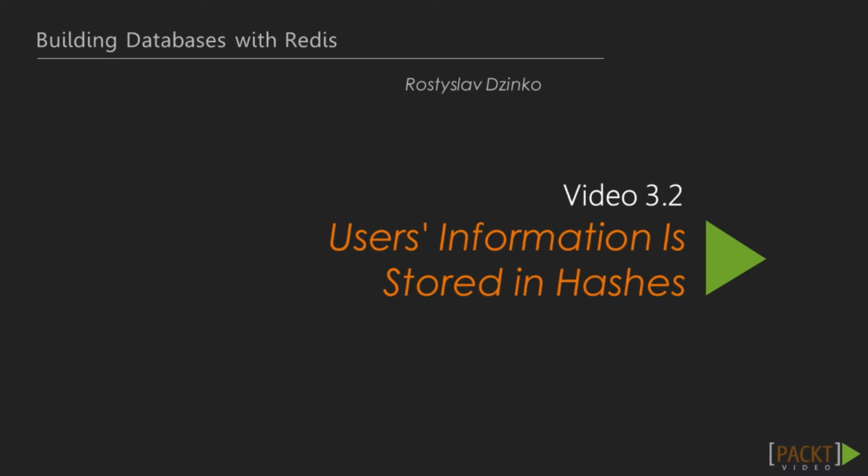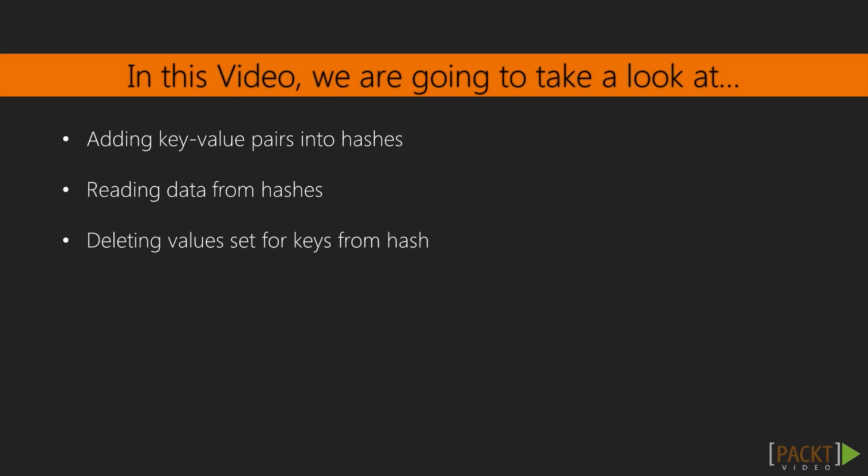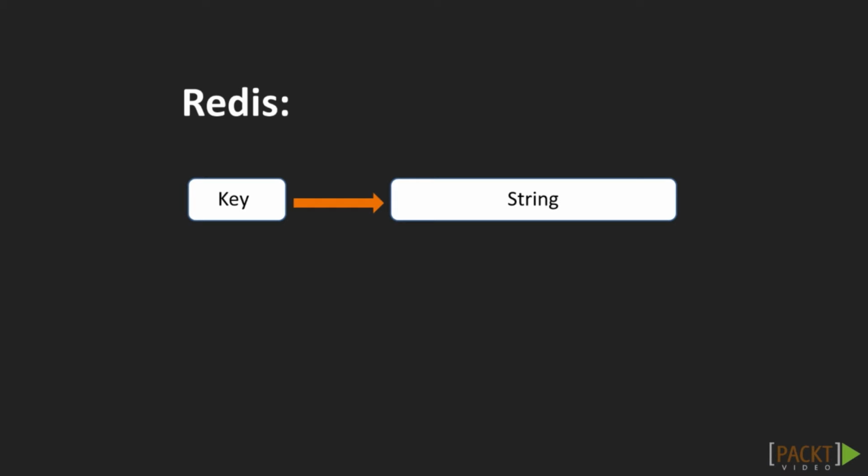In the previous video, we tried designing an authentication system storage for our application using strings, but we have obviously failed to make it effective enough. In this video, you will learn how to make an efficient storage for user objects in Redis using the hash data type. Let's recall that Redis itself is a big hash table.